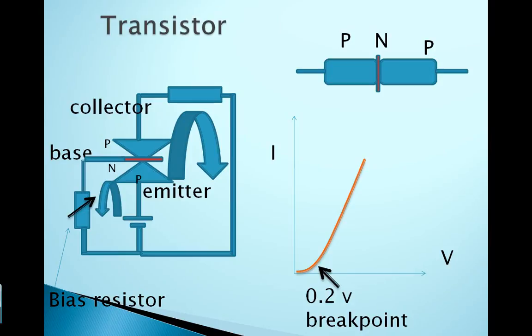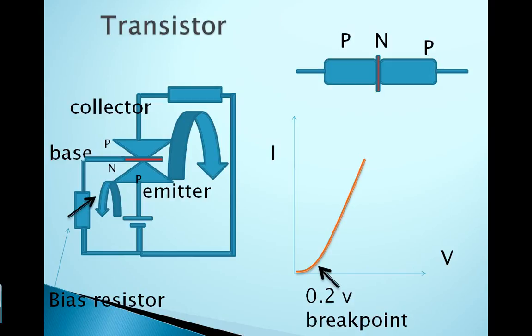Likewise, if we have N material, we impregnate the main crystal with an impurity that has 5 electrons, 4 being needed to satisfy the crystal structure, and the extra one being the loose cannon that will flow from one atom to the other as electron flow.